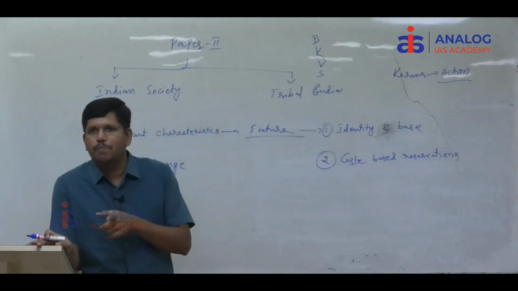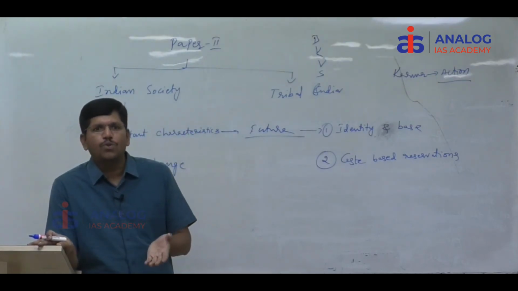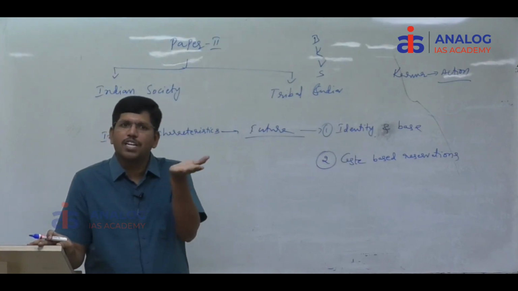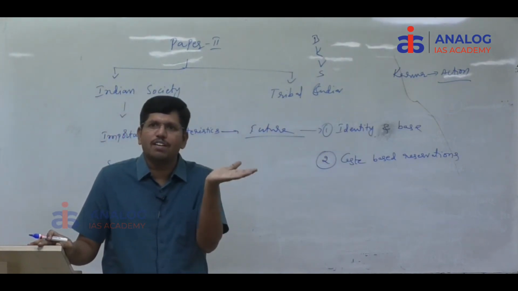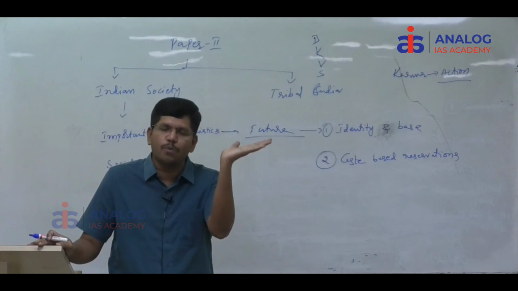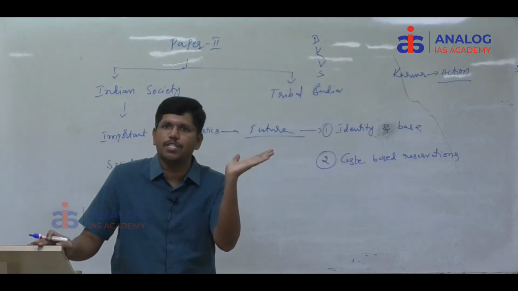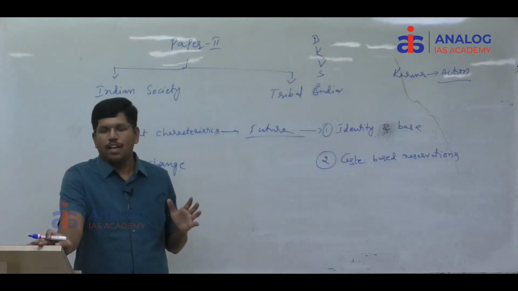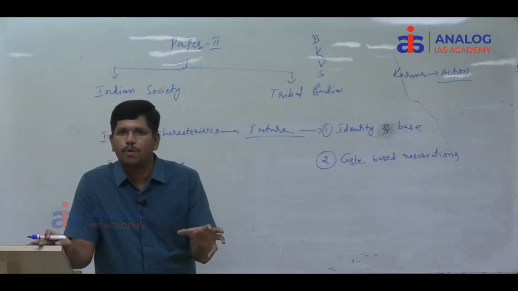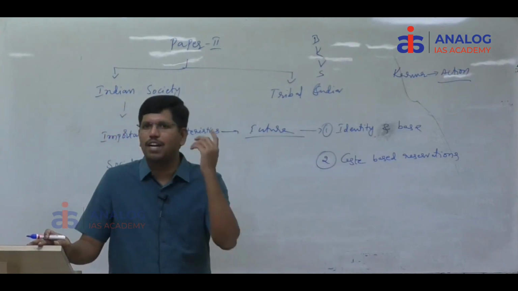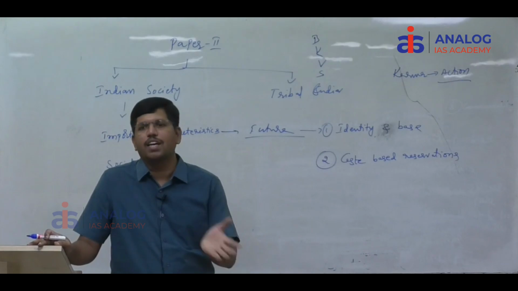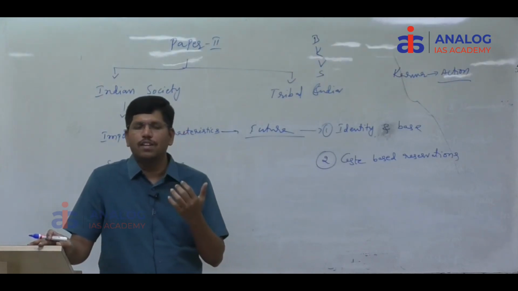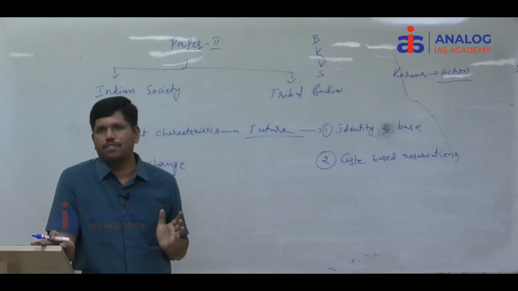Once again, what is the purpose of reservation? In order to uplift the backward sections. Once upon a time the backwardness was on the basis of membership in a particular caste. Why? Because occupational restrictions were there on the basis of membership in a particular caste. Caste based restrictions and occupational restrictions were there, so the caste was backward. Now, in between, some people from the caste who got reservation have come up. Now the entire caste is not backward.